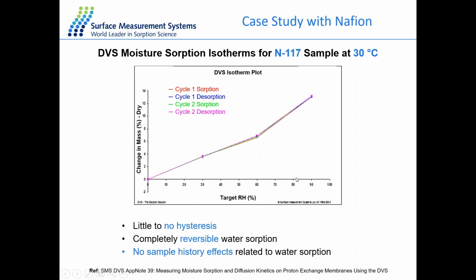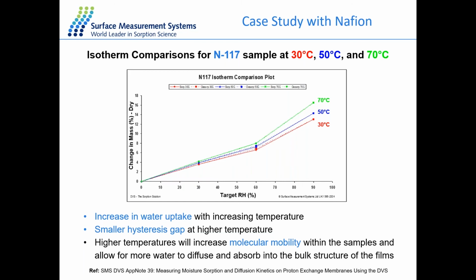This is just the 1 temperature result. We performed the same experiment at 3 different temperatures, 30, 50, and 70 degrees. The solid line is for the sorption isotherm and the dashed line for the desorption process. The sample shows higher uptake at higher temperature, which is probably because higher temperature increases the molecular mobility within the sample, allowing more water molecules to diffuse and absorb into the bulk structure of the film. The hysteresis gap also becomes slightly smaller, or almost disappears, at higher temperature, which confirms that water sorption is not diffusion limited with increasing temperature.